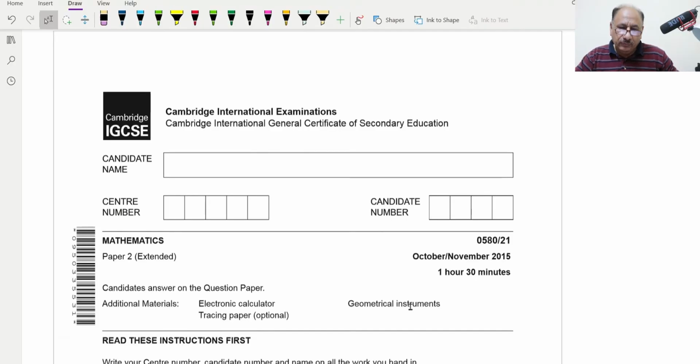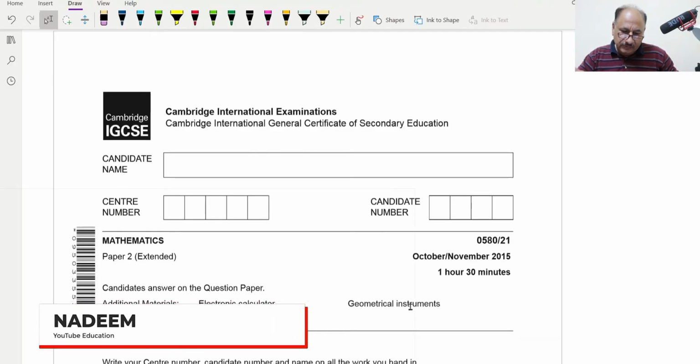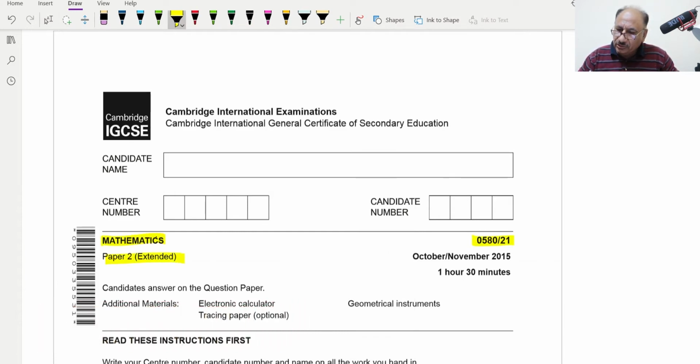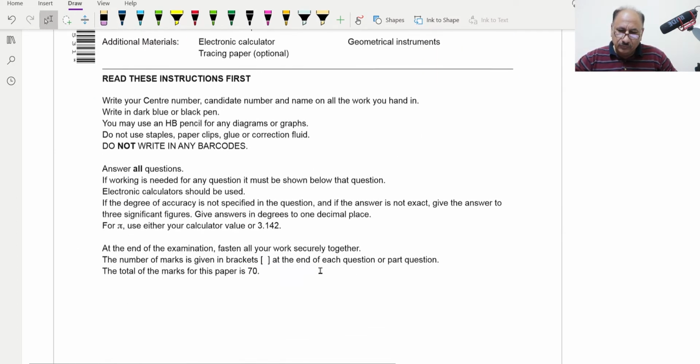Hello everyone, today we'll be going through IGCSE Cambridge Mathematics Paper 2 Extended, 0580/21 October-November 2015. Let us move to question number 1.